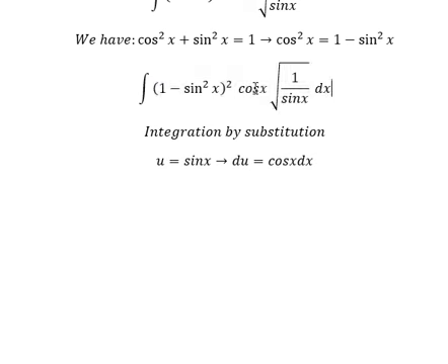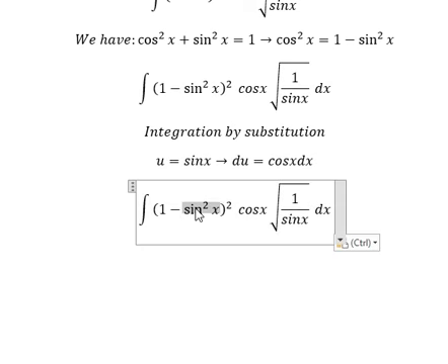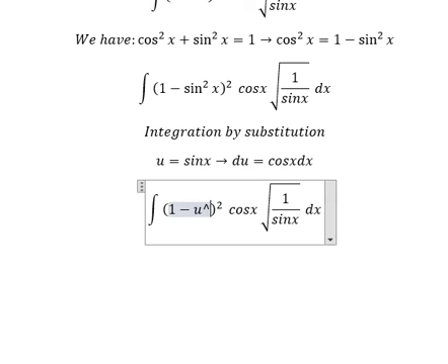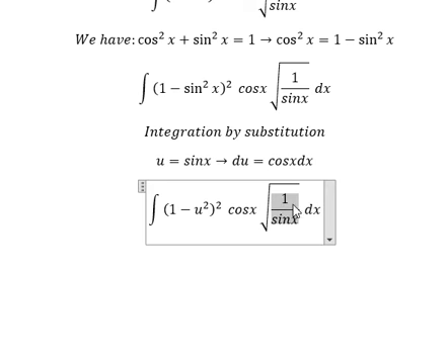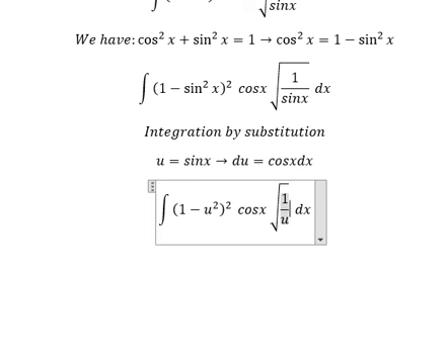Now we need to change this one. We change it to u squared because sine x equals u, that's why you have u, but we have the power 2, so that's why we have the number 2 in here. This one we change by sine x, so we have 1 over u. Cosine x dx we change by du.